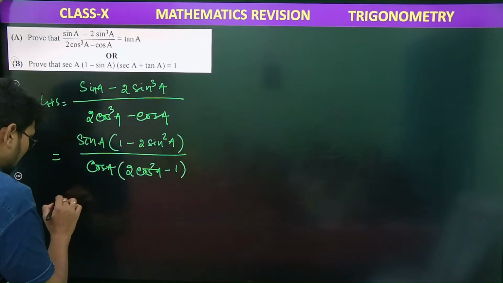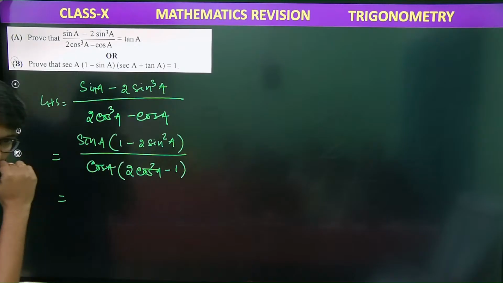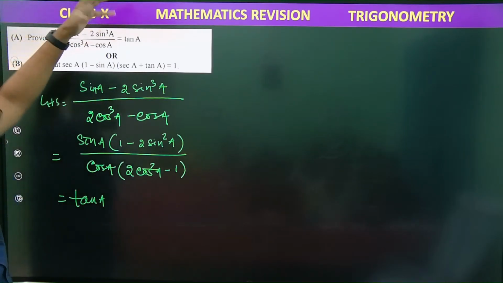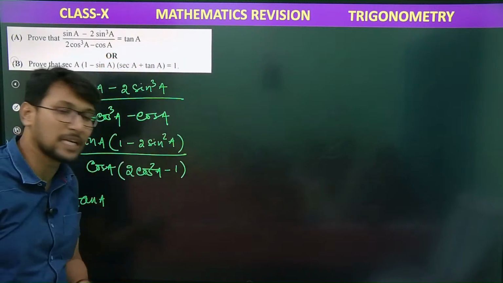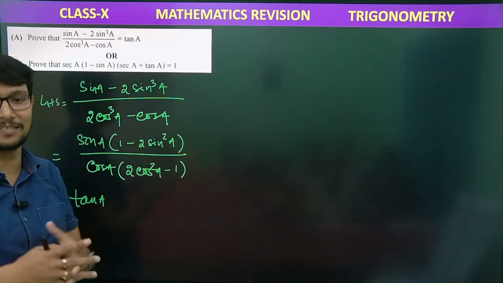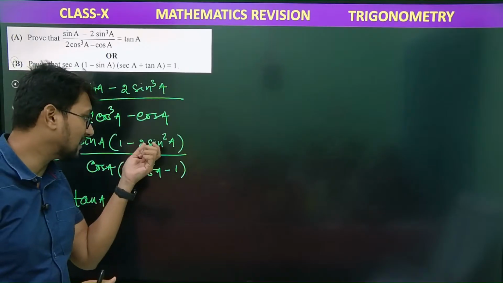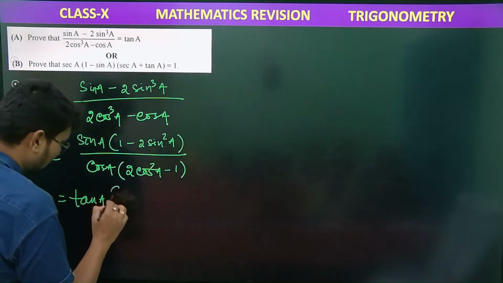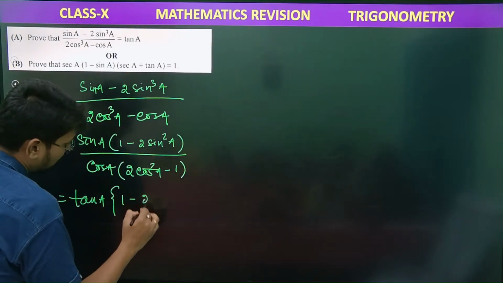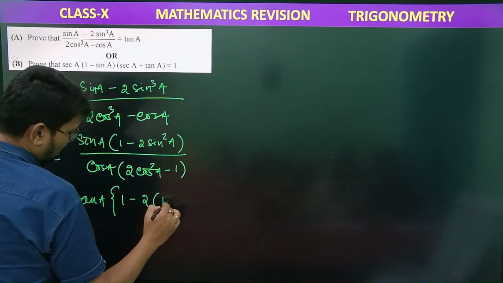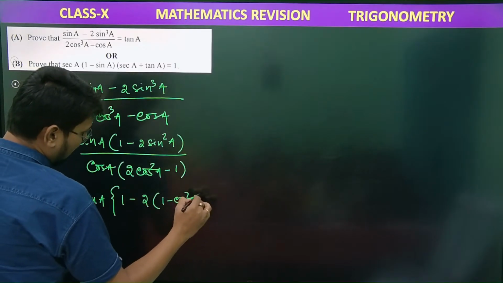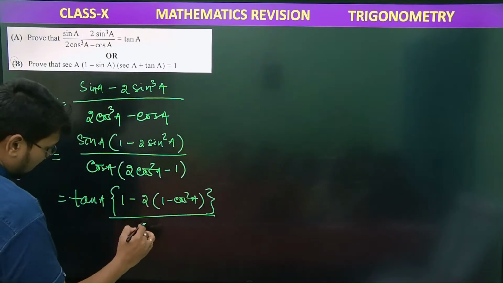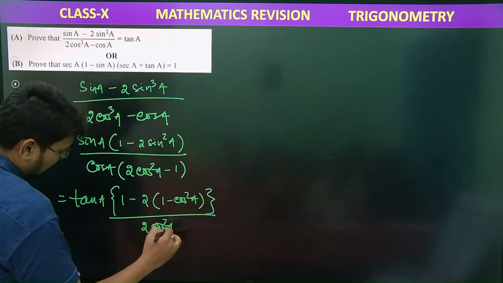So now tell me, sine by cos is how much? Tan. But with this it is not over. We need tan, but still 1 minus 2 sine square A and 2 cos square A minus 1 are with us, right? What we have to do? Tell me how to write sine square A in terms of cos. So that is 1 minus 2 into how much? 1 minus cos square, right? Divided by 2 cos square A minus 1.